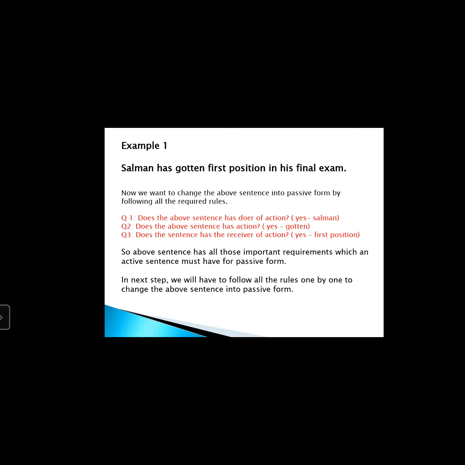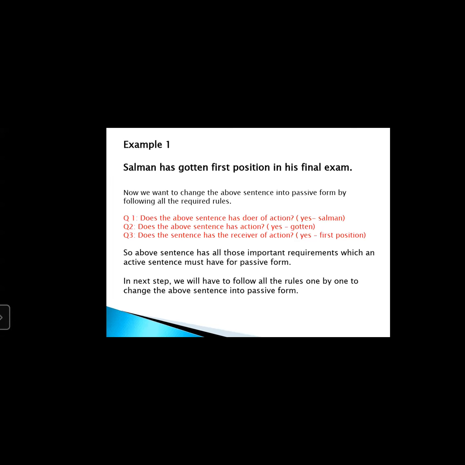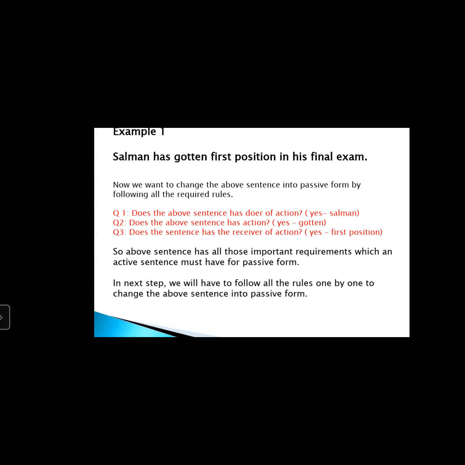Example number 1: Salman has gotten first position in his final exam. Now we change this sentence into passive. Before we change this sentence, we have to ask some questions of ourselves. If we get yes answers, we will change it. If we get no answers, we will not change it. Now we want to change the above sentence into passive voice following the required rules.